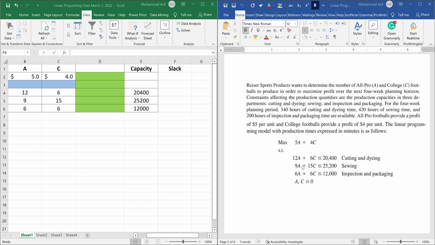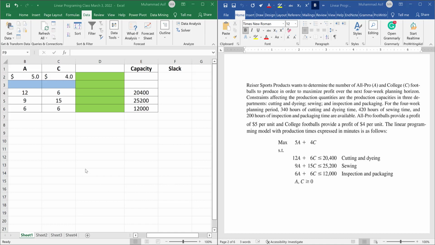Then the sewing department. In the sewing department, football A takes 9 minutes, and football C takes 15 minutes, and that's the total time available. And similarly, in inspection and packaging, football A takes 6 minutes, C also takes the same time, and the total time they have is 12,000. And this is the non-negativity constraint, that A and C are greater than or equal to 0, which means it is not possible to have these values as negative. They can be either 0 or greater than 0.